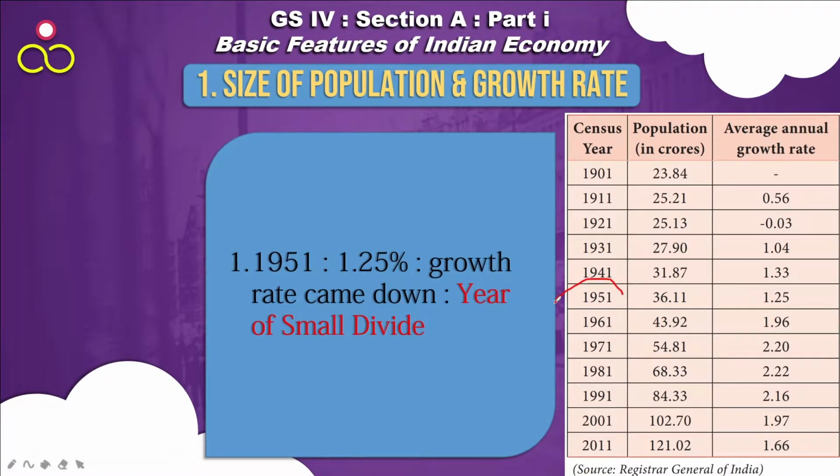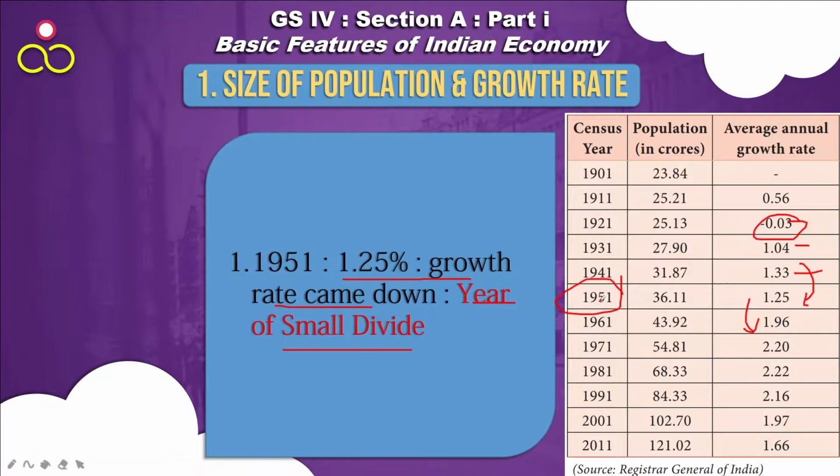1951 में क्या हुआ भाई? In the population growth rates you see negative 0.03, 1.04%, 1.33%, and then again there is a dip to 1.25%, and again the population growth started increasing to 1.96%. So in 1951 the growth rate came down and it is called the year of small divide. This is the year of Great Divide, and this is the year of small divide, 1951.